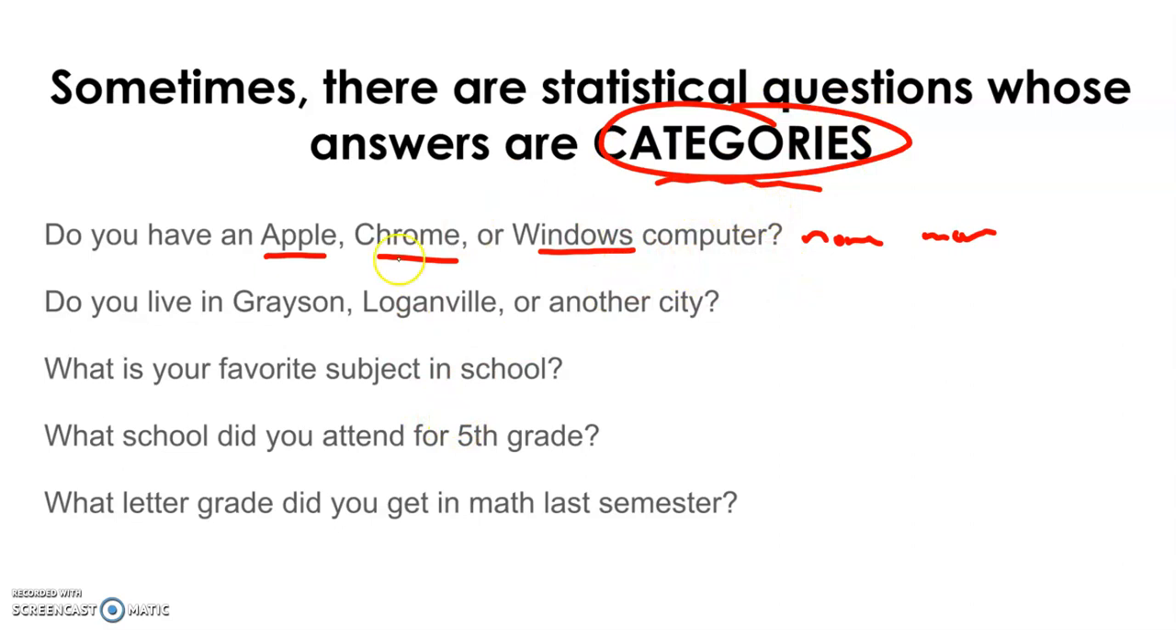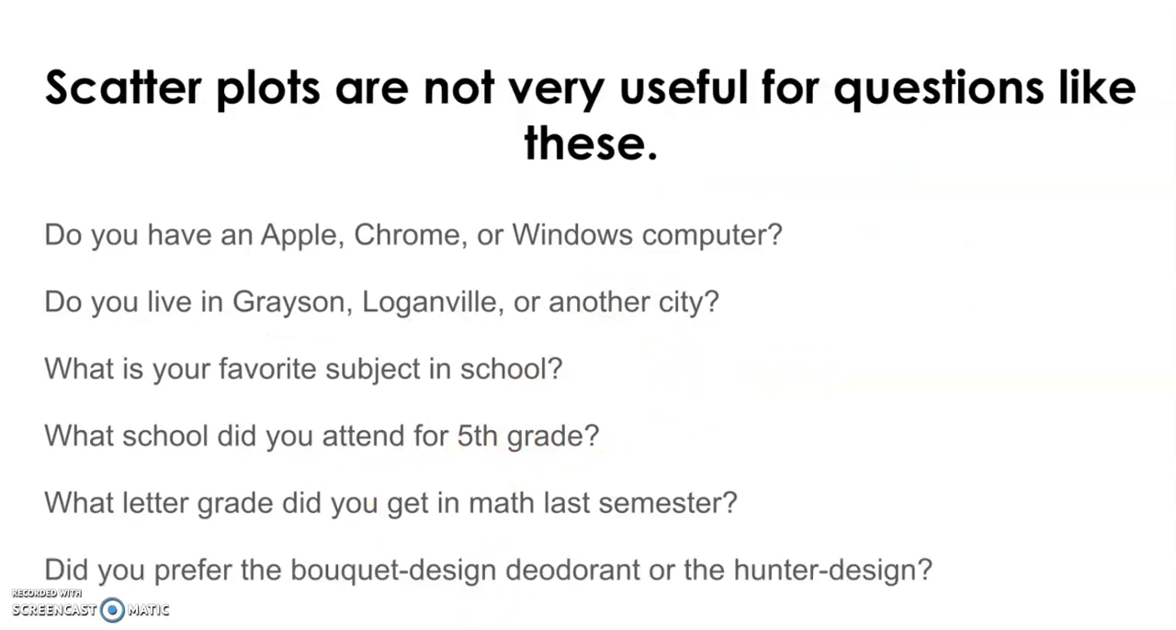I couldn't measure it. Do you live in Grayson, Loganville, or another city? Your answer is going to be a category. What's your favorite subject in school? What school did you go to for 5th grade? These are all categories of answers. They're not going to be numbers or anything we can measure. And scatter plots aren't very useful for questions like these.